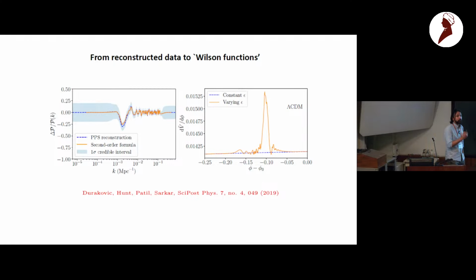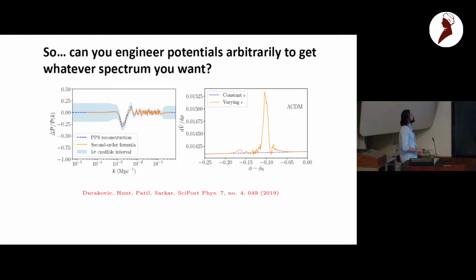But it's a proof of a principle that I just wanted to state here, which is that this can be done. And so it raises the question, and this is where I'm going to come across the real point of this, which is, can you engineer arbitrary potentials to get whatever spectrum you want? This is a question that I've been struggling with for some time.